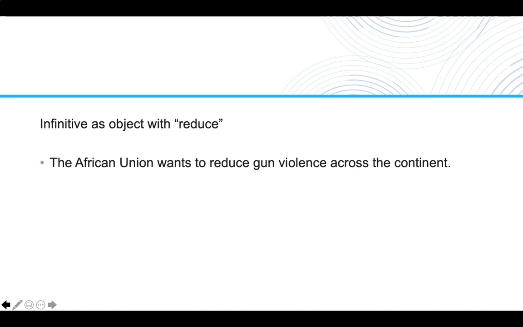We can use the same infinitive as an object as well. Let's look at the next sentence. The African Union wants to reduce gun violence across the continent. In this sentence, the subject is the African Union, and the verb is wants. We know that the pattern is someone, a noun, wants, a verb, something, another noun. So, this makes to reduce the infinitive, and the infinitive phrase, to reduce gun violence, followed by the prepositional phrase, across the continent.